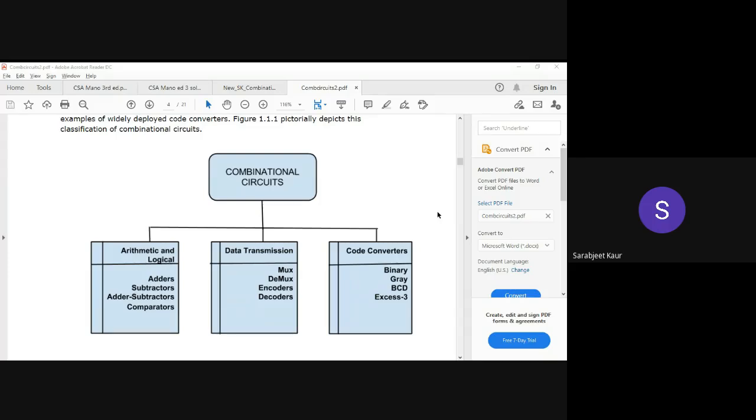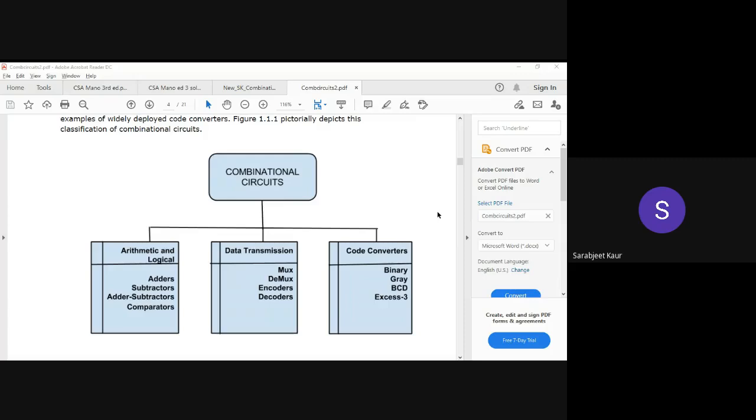Then data transmission, multiplexers, demultiplexers, encoders, and decoders. So we will be doing all these kinds of combinational circuits in the second chapter. And we will also be using these circuits widely. Clear? And then come the code converters.